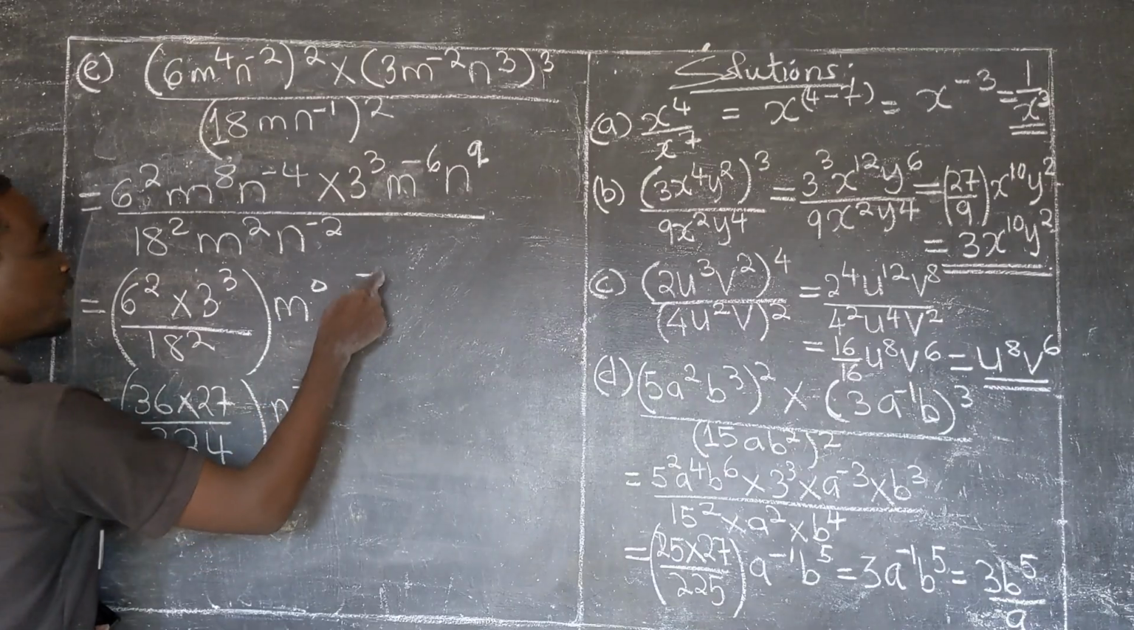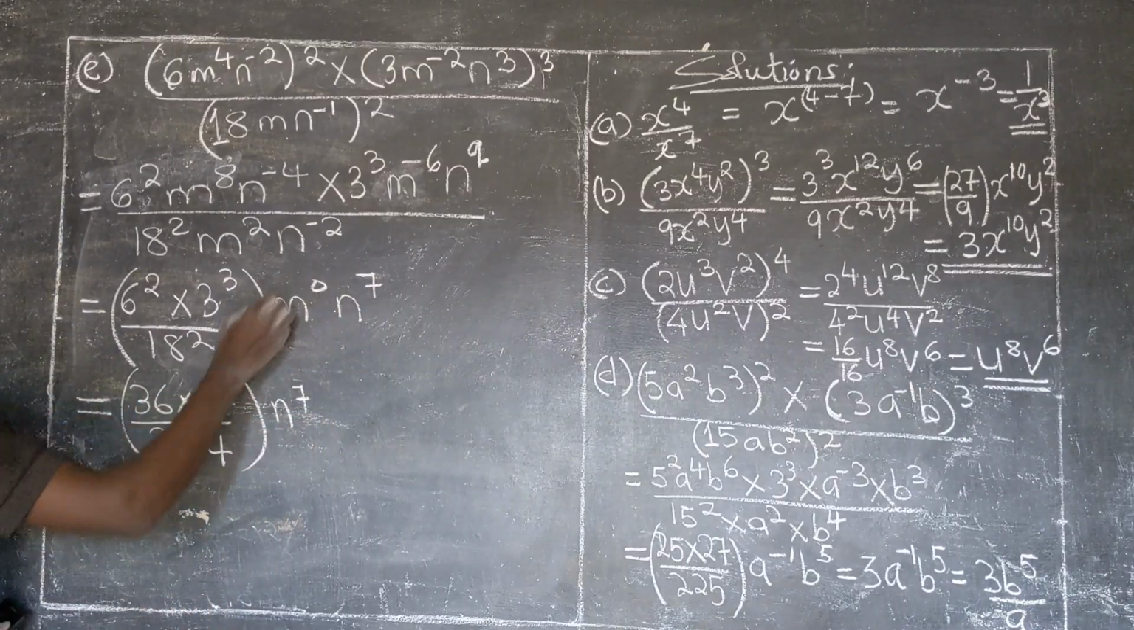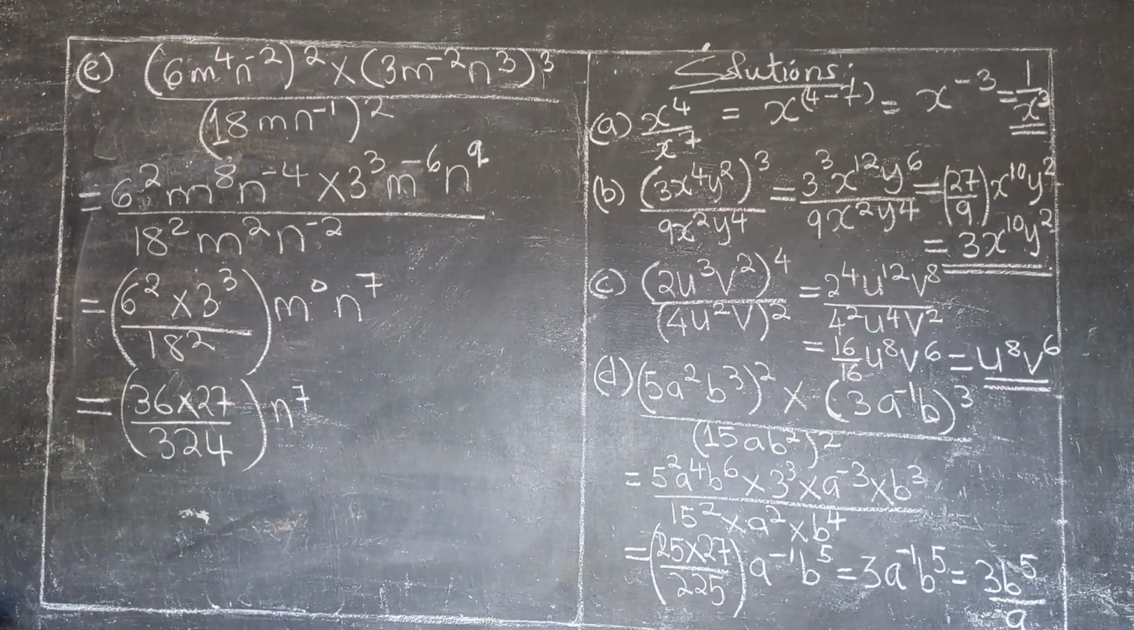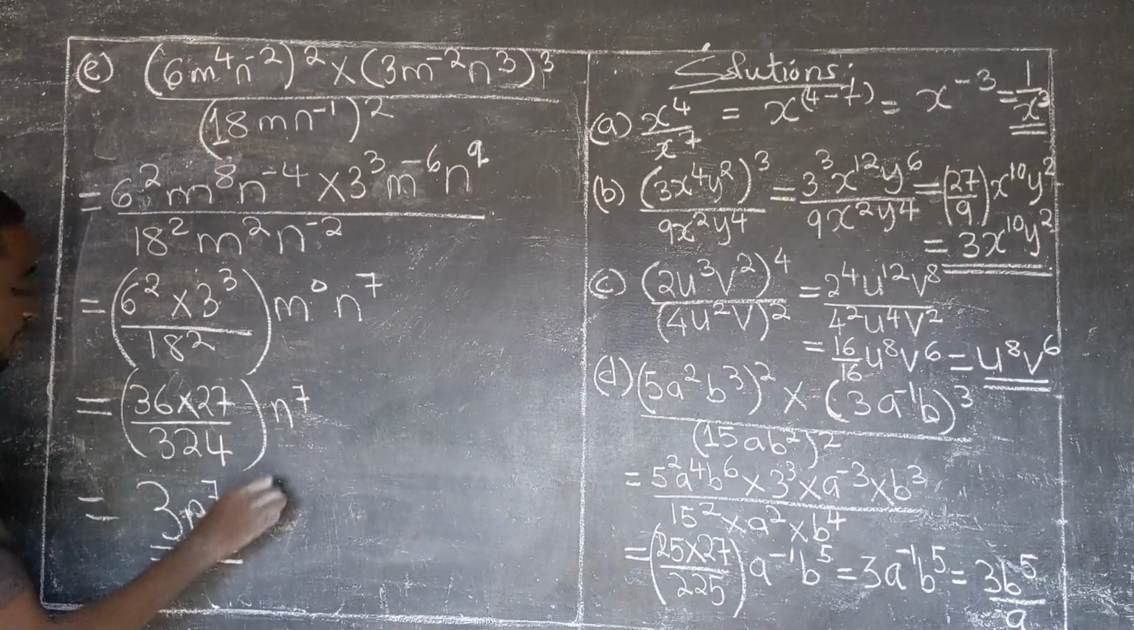Now it is n raised to 7 times 1. That's why there's no necessity of writing again this m raised to 0. After that, let's multiply this and divide. 36 times 27 divided by 324, we get 3. Now the answer will be 3 times n raised to 7. This is the final answer.